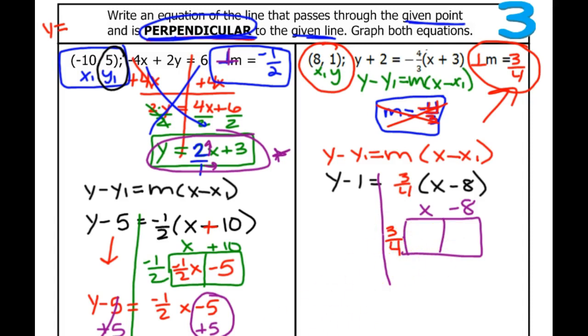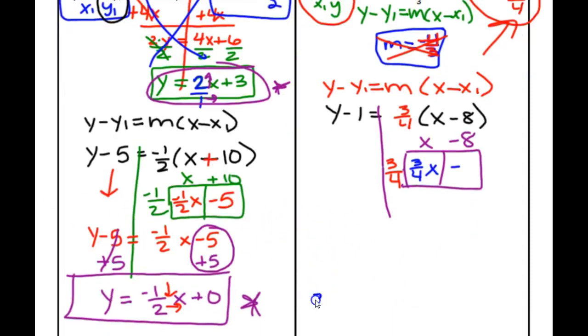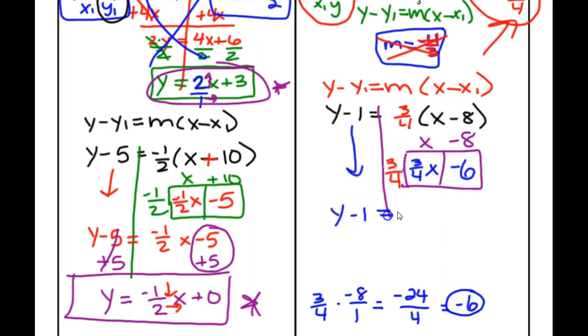So that will be a negative now, I know. 3/4 times x is 3/4 x. But I still need to multiply 3/4 times negative 8. 8 times 3 is 24. 4 times 1 is 4. 4 goes into 24 6 times, so that's a negative 6. So we have y minus 1 equal to 3/4 x minus 6.